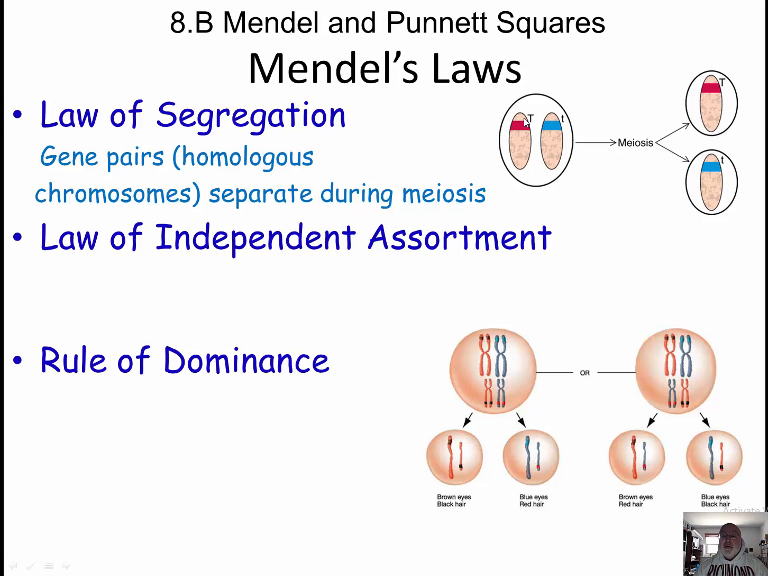So if this was a sperm and this was an egg, we'd end up with the same type of alleles. And if we had this one as a sperm and this one as an egg, or this one as an egg and that one as a sperm, we'd end up with different alleles.